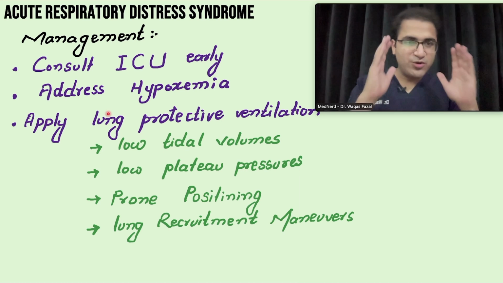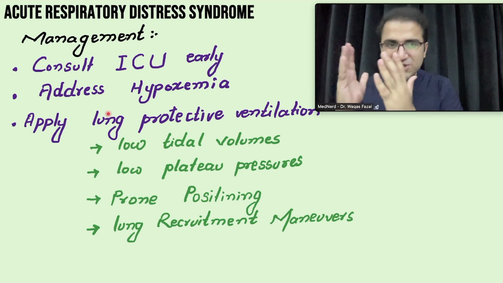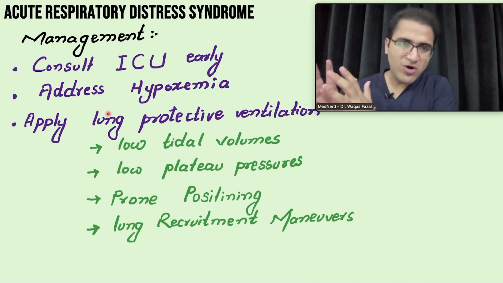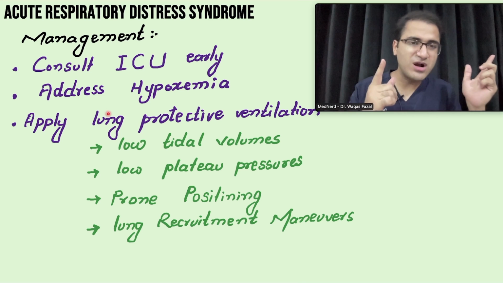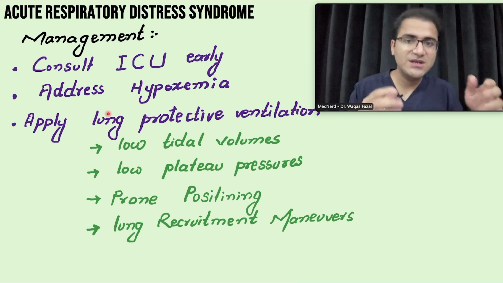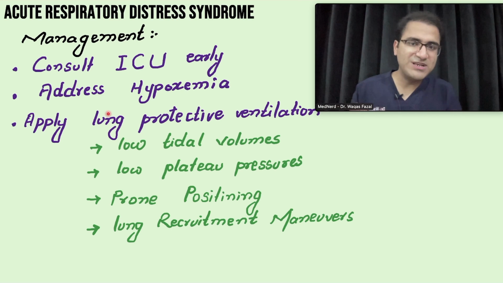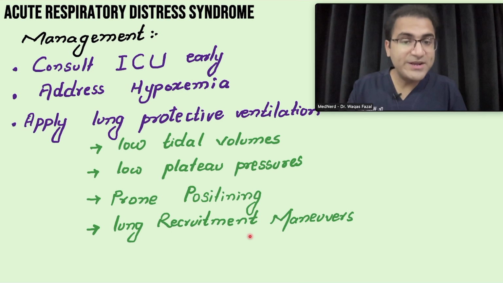So you contact the ICU. If the patient is having mild hypoxemia, you start on NRM mask, high flow oxygen. If the patient is having severe distress, you start the patient on ventilator, and you do lung protective ventilation, you do prone positioning in the patient, and you also do lung recruitment maneuvers.